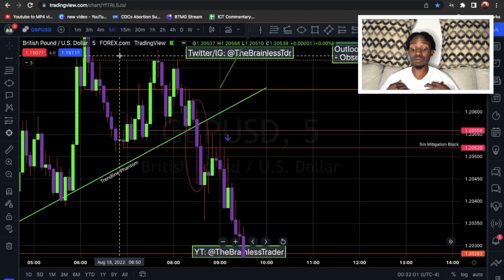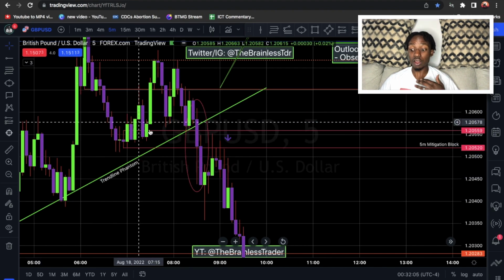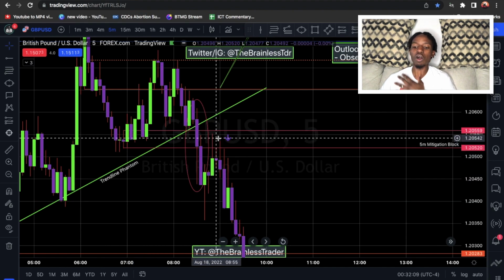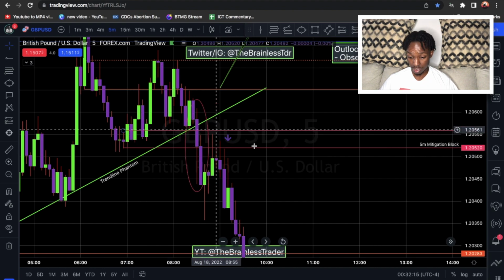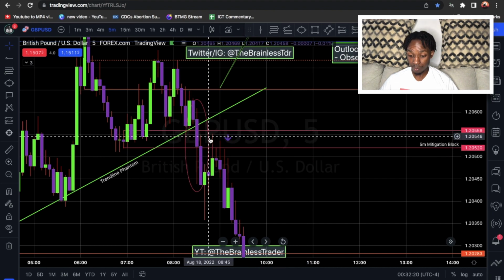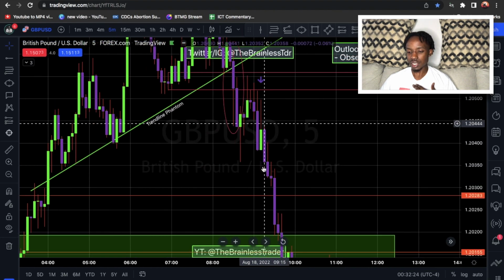Now I've added the Trendline Phantom, price trading through the trend line, and also the mitigation block. What does price do? Trades back into all those areas all at the same time. The mitigation block trades back into this area. The mitigation block trades back into the fair value gap. And what does it do right afterwards? Runs away. This is an entry.